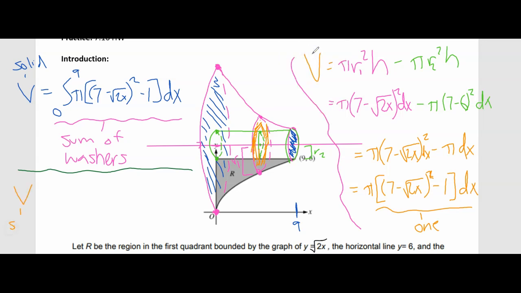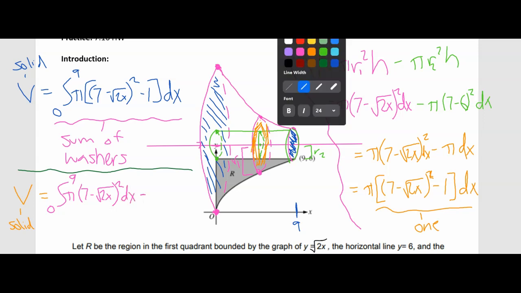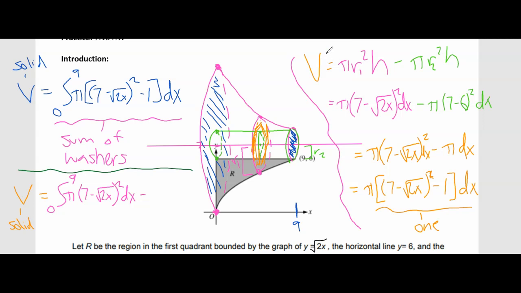Right. So the volume of the solid, we could say that is equal to the volume of all the pink disks. So from 0 to 9 of pi times the quantity 7 minus the square root of 2x squared dx, minus the volume of all the green disks. Right, so from 0 to 9 of pi dx. If we subtract these two integrals, right, we're going to get what we get in blue up here.